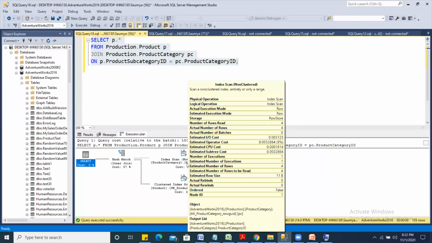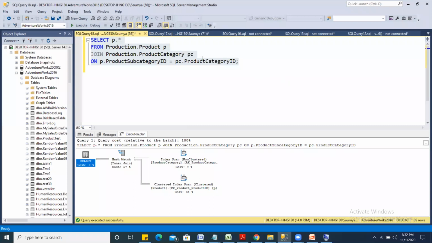So this subtree term comes from the algebraizer. Say for example, I executed this query. So first of all, it is parsed by the parser. Parser will generate a parse tree. It will hand over to algebraizer. Algebraizer will convert that parse tree into a query tree. So a query tree consists of many sub branches.